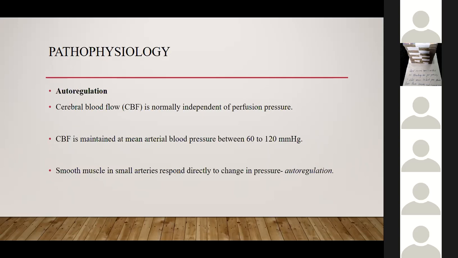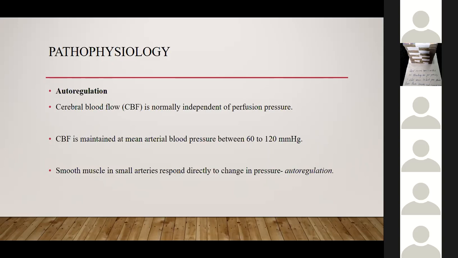So ideally, the body functions in such a way that even when your blood pressure goes up to a certain limit or falls below a certain limit, it doesn't affect perfusion to the brain. The brain has a constant perfusion pressure. So there's something we call the cerebral blood flow. This cerebral blood flow is basically independent of perfusion pressure. It is ideally maintained at a mean arterial blood pressure of 60 to 120 millimeters of mercury. And this principle of maintaining cerebral blood flow within 60 to 120 is called autoregulation.